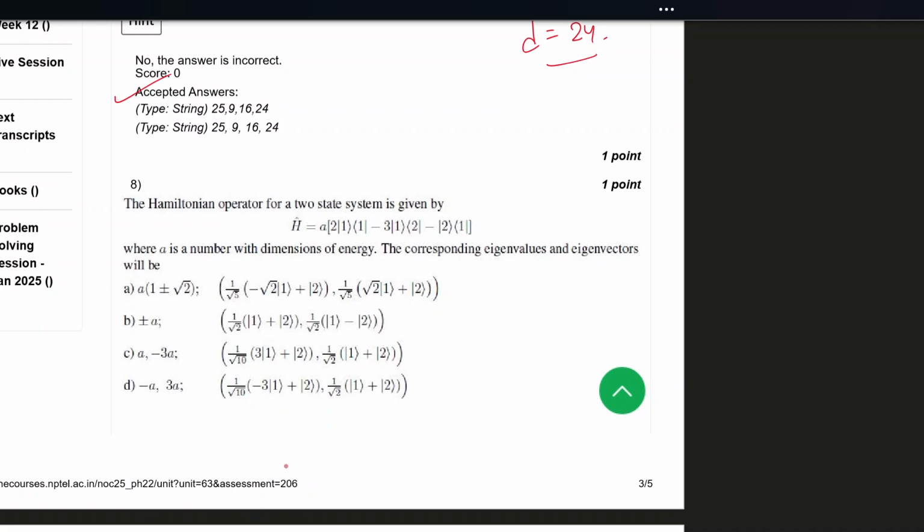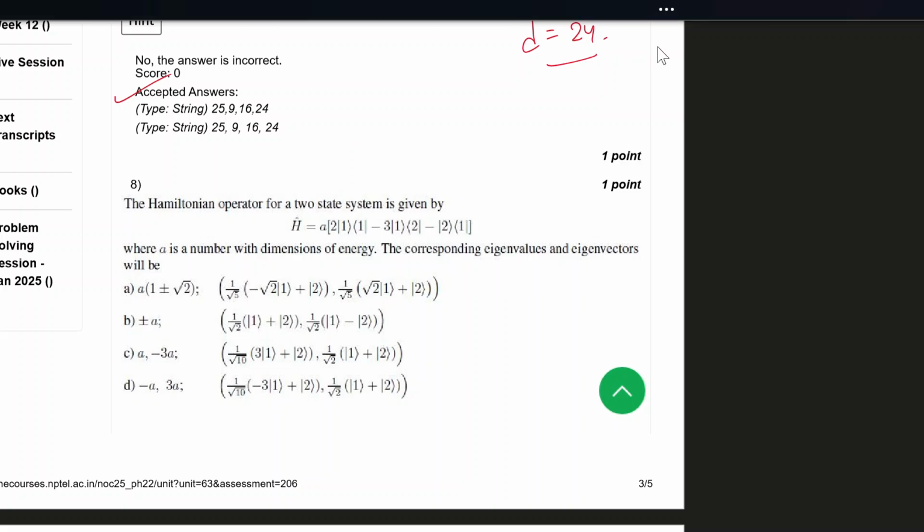The Hamiltonian operator for a two-state system is given by some A, then 2 with this projection operator |1><1|, and then 3 with |1><2|, and two different operators. So bracket form notation is given. Now A is any dimensionless form, A has dimensions of energy, and what will be the corresponding eigenvalues and eigenvectors?